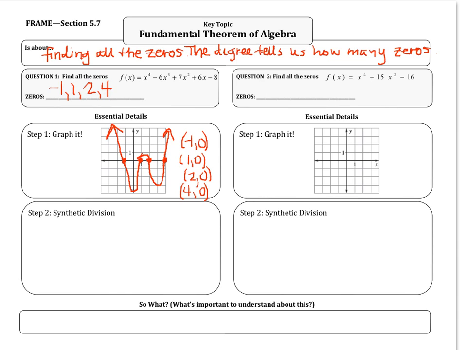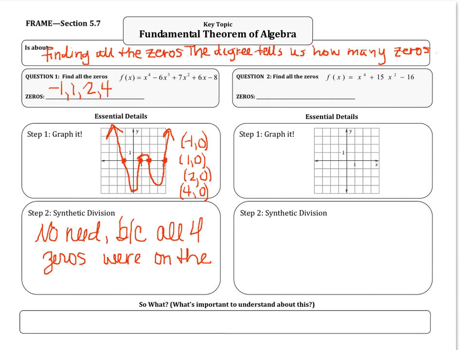So we're graphing it. The second step is synthetic division. We don't need to, because all 4 zeros were on the graph. So one way to find our zeros is just by looking at our graph, looking at all our x-intercepts. But the issue comes about when we have zeros that are not real. Our graphs will only show us real zeros.